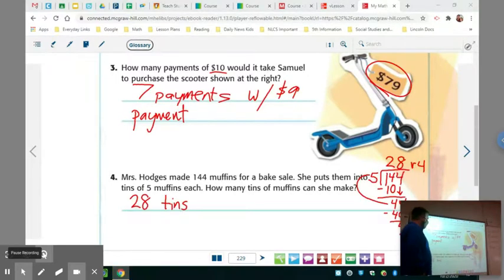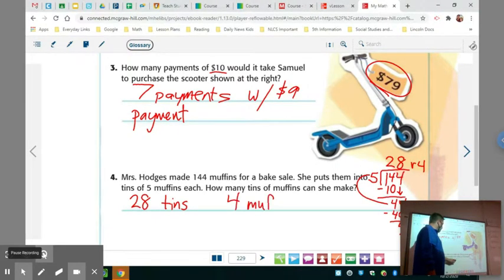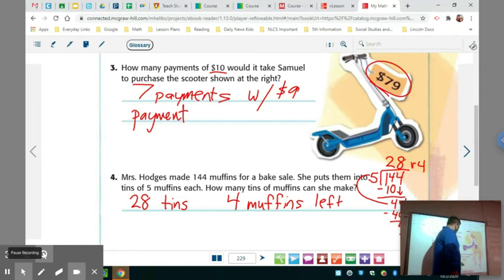And then what's the 4 mean? Leftover. 4 leftover what? Not 10s. Muffins. These are the ones I like to call the taste testers, whenever I make them. Miss Hayes ate all of them but I take about 4.